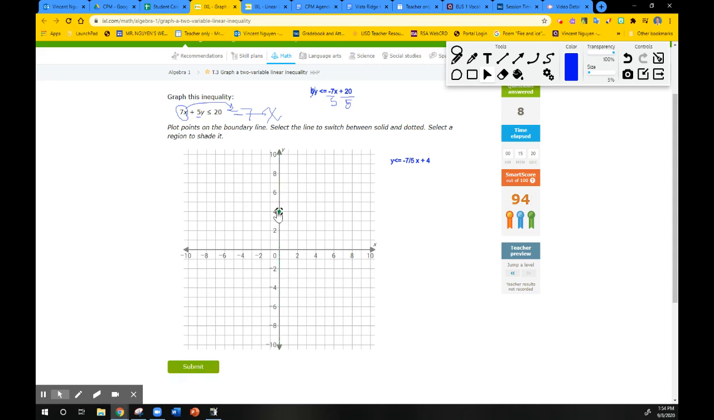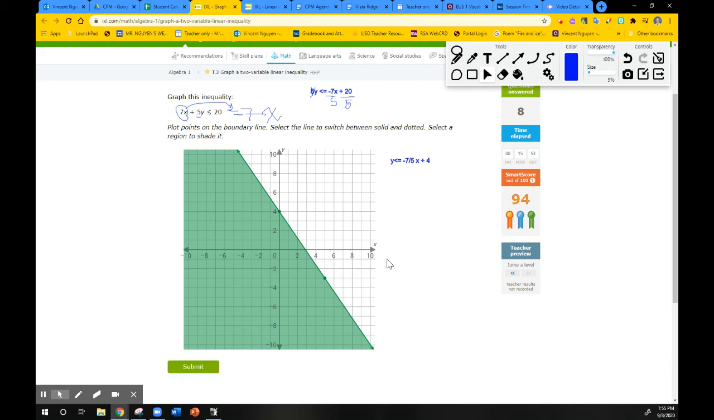So we're going to do 1, 2, 3, 4, 5, 6, 7, and then to the right 5: 1, 2, 3, 4, 5. And that is our negative slope, right? It's going negative. And now we're going to make our line solid. Our line is solid, so we're going to keep it solid. Don't click on it. Now we're going to do less than, right? Less than or equal to. So less than is below. So there you go.